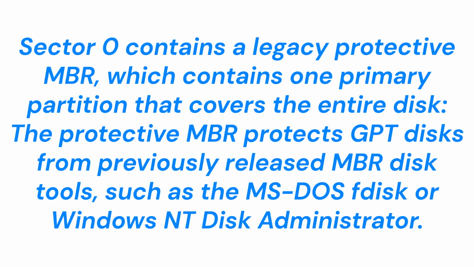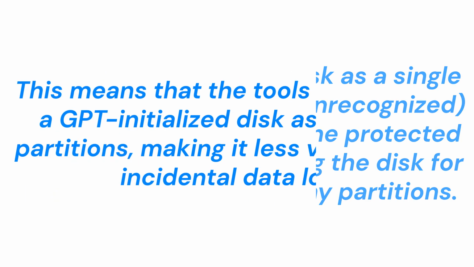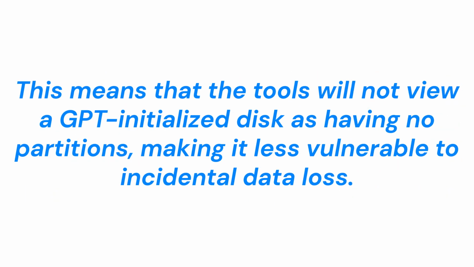GPT architecture. A GPT partition disk defines the following sectors. Sector 0 contains a legacy protective MBR, which contains one primary partition that covers the entire disk. The protective MBR protects GPT disks from previously released MBR disk tools, such as the MS-DOS FDISK or Windows NT Disk Administrator. These tools view a GPT disk as a single encompassing, possibly unrecognized partition by interpreting the protective MBR, rather than mistaking the disk for one that does not have any partitions.